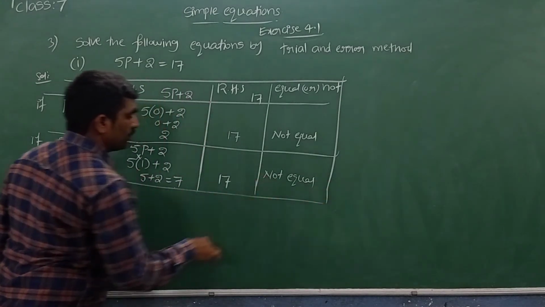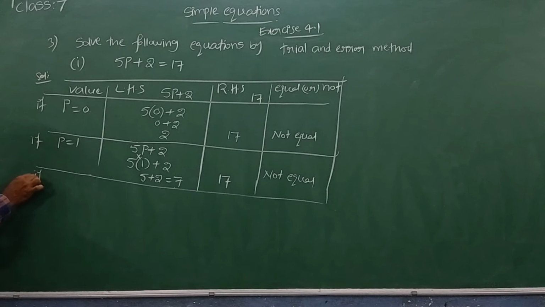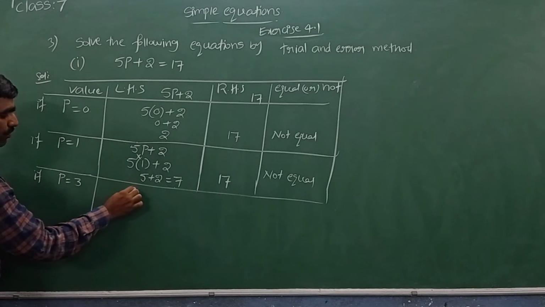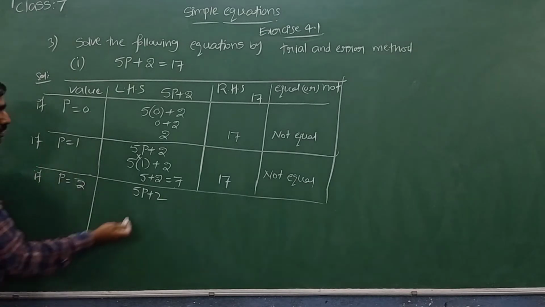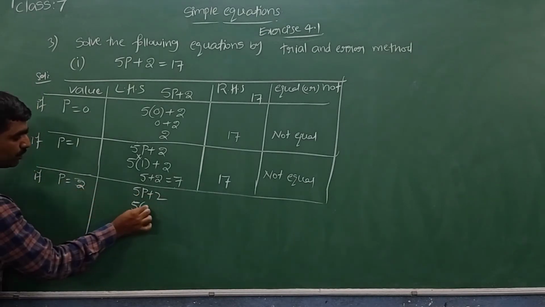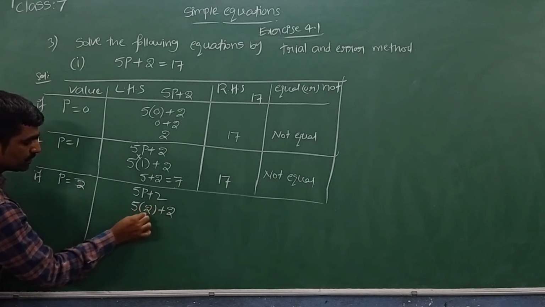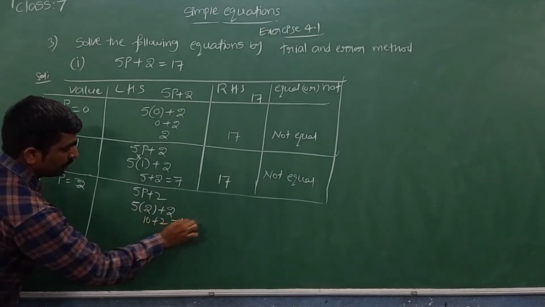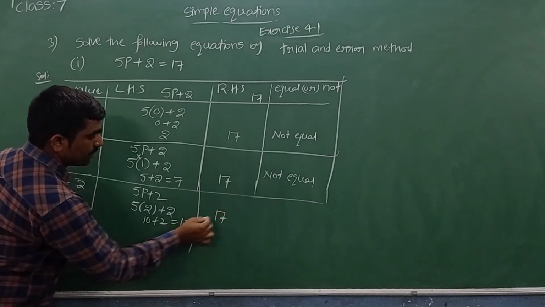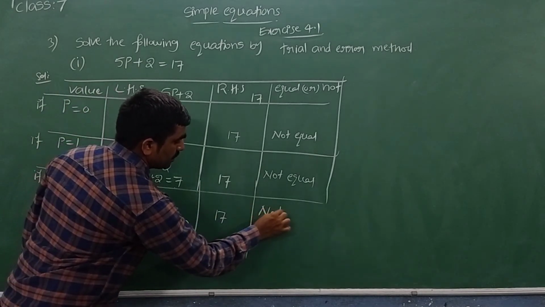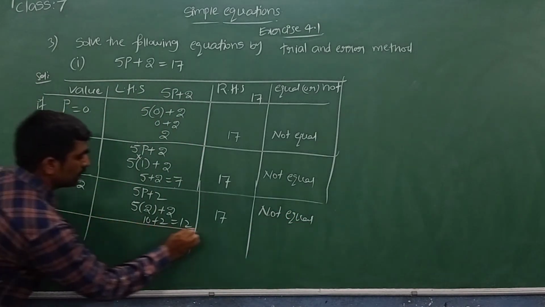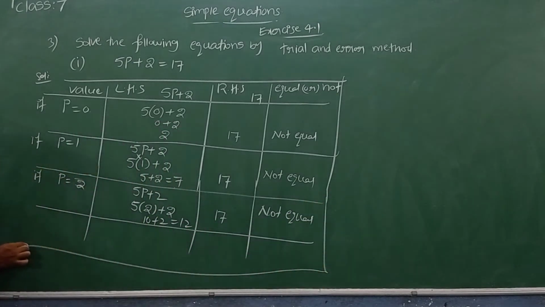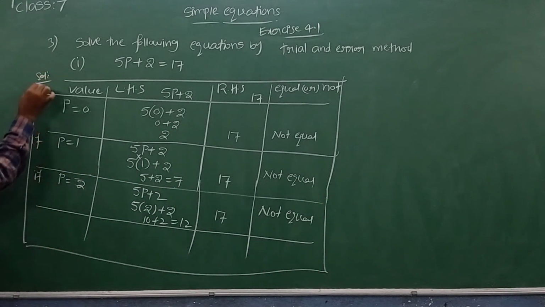What is the next value? p is equal to 2. Let me write, if p is equal to 2, what is the LHS? 5p plus 2. In the place of p we take 2: 5 times 2 plus 2. 5 twos are 10. 10 plus 2 gives us 12. But what is the RHS? 17. 12 and 17, we can say that both are not equal. Then we'll go for the next value.